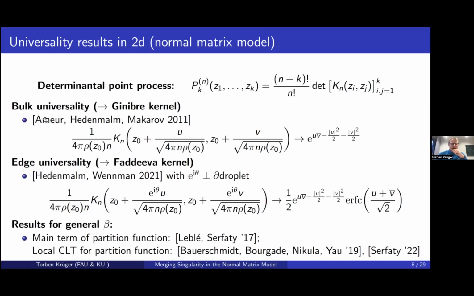In this paper by Ameur, Hedenmalm, and Makarov, they prove that if you look at some position which is completely inside the spectrum, where the density is positive, away from the edges, then if you take this kernel at this point and rescale to the typical spacing, in the limit you get the same answer that you would get in the explicit calculation in the Ginibre ensemble, where you can explicitly compute this kernel. And then for edges, this has also been proven.